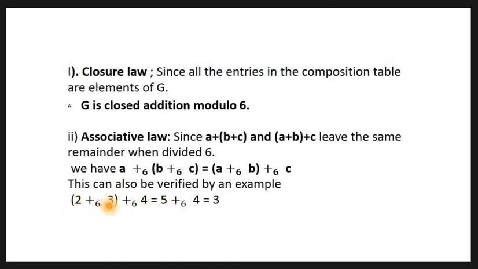2 plus mod 6 3 is equal to 5. 5 plus mod 6 4 is equal to 5 plus 4, which is 9. 9 minus 6 is 3.